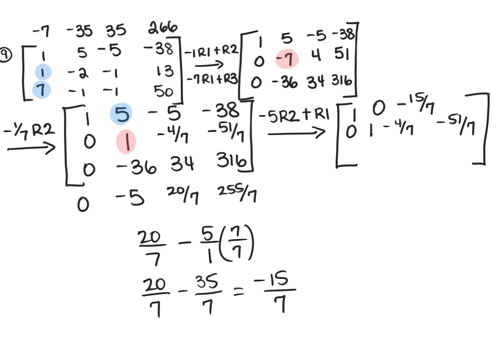And that's what will go here. Then I'm going to take 255 over 7. And I'm going to subtract 38 over 1. And again, I have to get a common denominator of 7. So this gives me 255 over 7. And then I'm subtracting 38 times 7 gives me 266, and that's over 7. So negative 266 plus 255 is going to give me negative 11 over 7. So that's what goes over here.